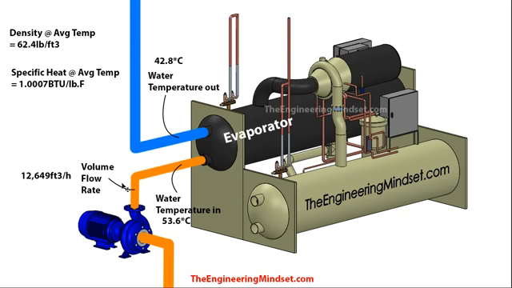So the pump is providing water at 12,600 cubic feet per hour, and the temperature of the water going in is 53.6 degrees Fahrenheit, and the water coming out is 42.8 degrees Fahrenheit. Now, taking the average of these temperatures and looking it up, you'll see that the density of the water at that average temperature is 62.4 pounds per cubic foot, and the specific heat capacity at that average temperature is 1.0007 BTUs per pound per Fahrenheit.